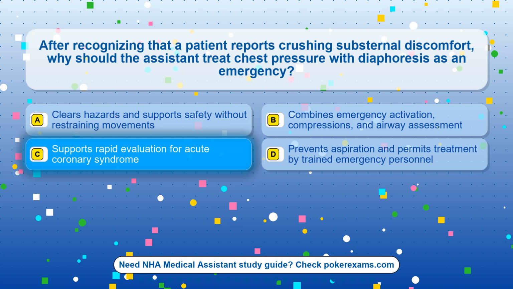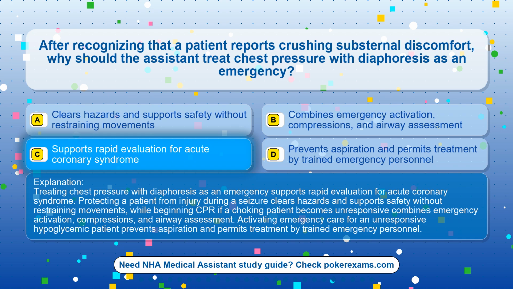The correct answer is option C. Supports rapid evaluation for acute coronary syndrome. Treating chest pressure with diaphoresis as an emergency supports rapid evaluation for acute coronary syndrome. Protecting a patient from injury during a seizure clears hazards and supports safety without restraining movements, while beginning CPR if a choking patient becomes unresponsive combines emergency activation, compressions, and airway assessment. Activating emergency care for an unresponsive hypoglycemic patient prevents aspiration and permits treatment by trained emergency personnel.